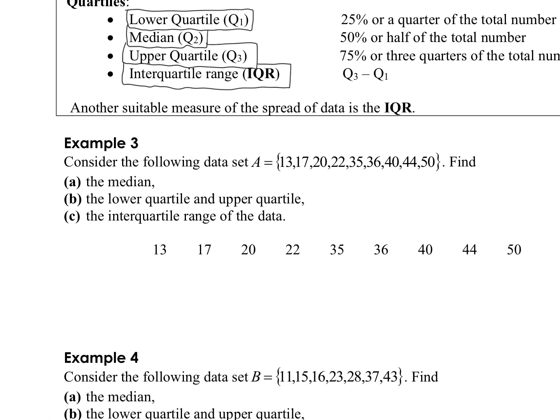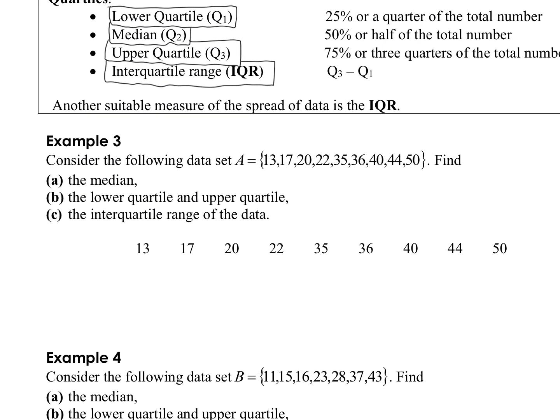So here, this is my set of data already arranged in increasing order from the smallest to the largest. So always arrange your data from the smallest to the largest, ascending order, small to big. Okay, so already arranged, and then they ask, can you find the middle number?